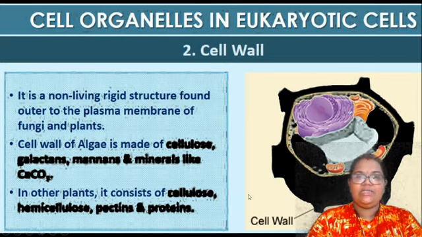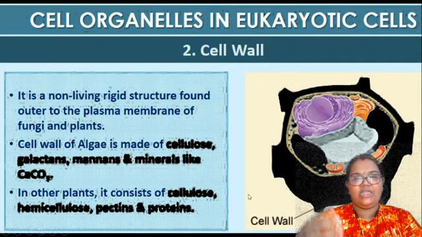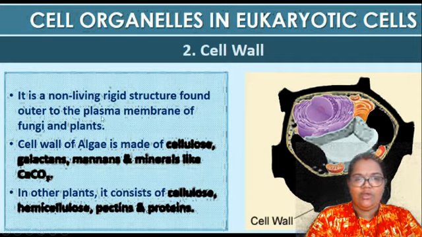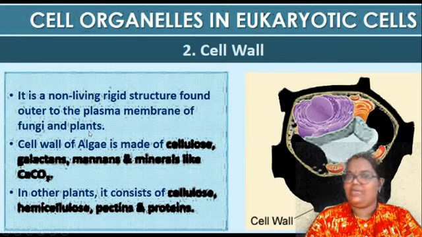You can see that development happens in two stages. There will be a primary cell wall, then a secondary cell wall. It is a non-living structure found outside the plasma membrane of fungi and plants, mainly fungi and plants. No animal cell has a cell wall.